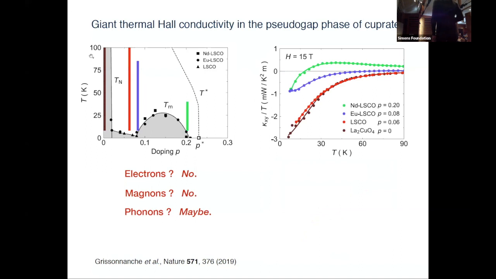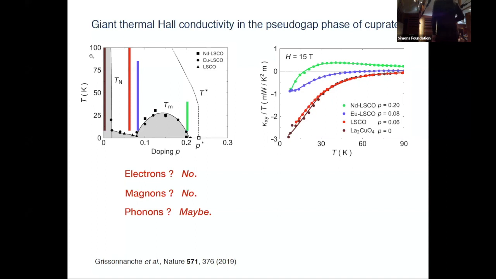So it's not magnons, for example. And one nice way to see it is we can compare inside the magnetically ordered phase and outside, and you see the signal is very good. It doesn't care whether you have magnetic order. That's not to say that spin degrees of freedom are unimportant, but it's not the order actually that matters.